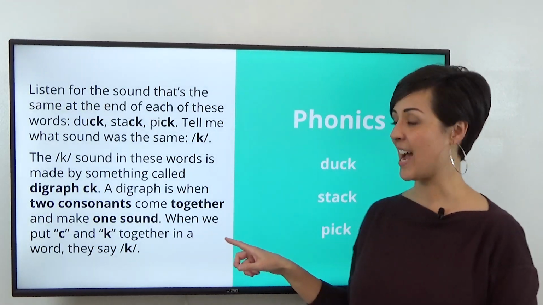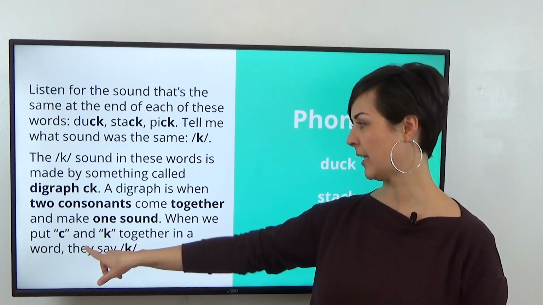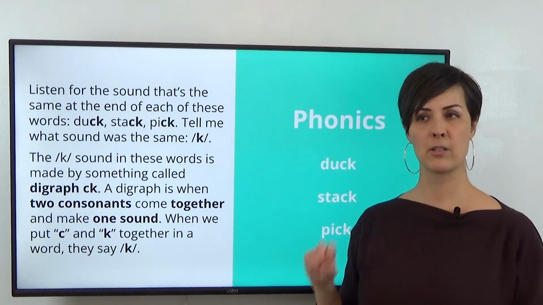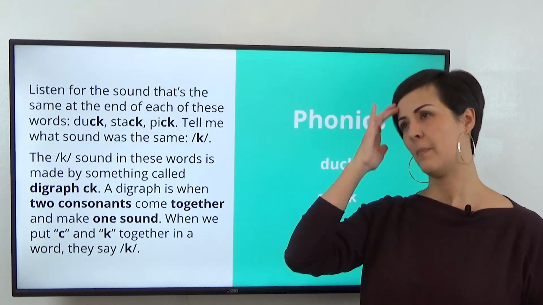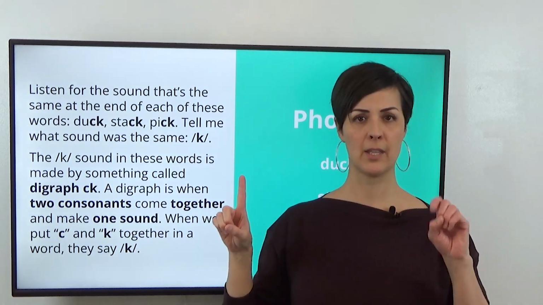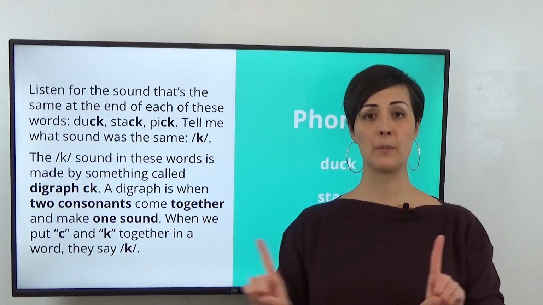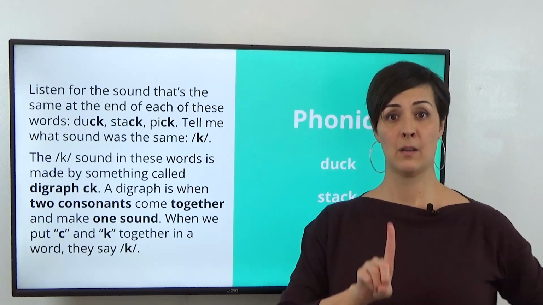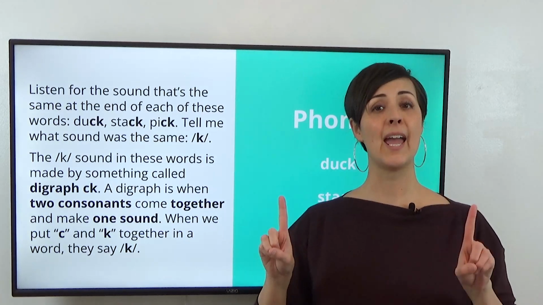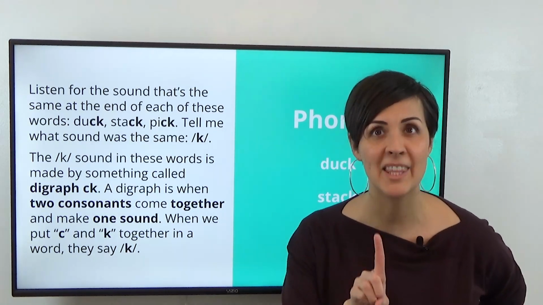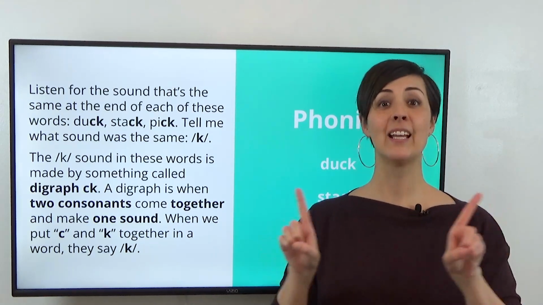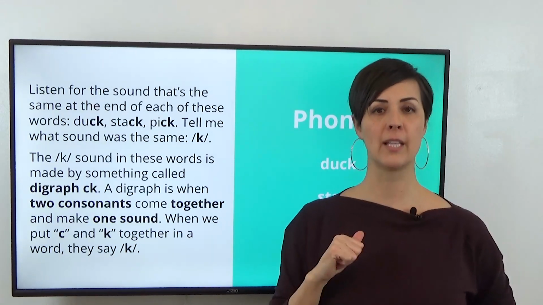But I'm also going to add an action now. So when we put C and K together in a word, they say k together. So can we show that with our hands? Will you take your pointer finger, and we're just going to make this finger the C, this finger the K, and we're going to bring them together to say k, to make that one sound. So it will go like this. C, K, k. And they made one sound. Will you try it with me? Ready? C, K, k. You got it. That's called digraph CK.